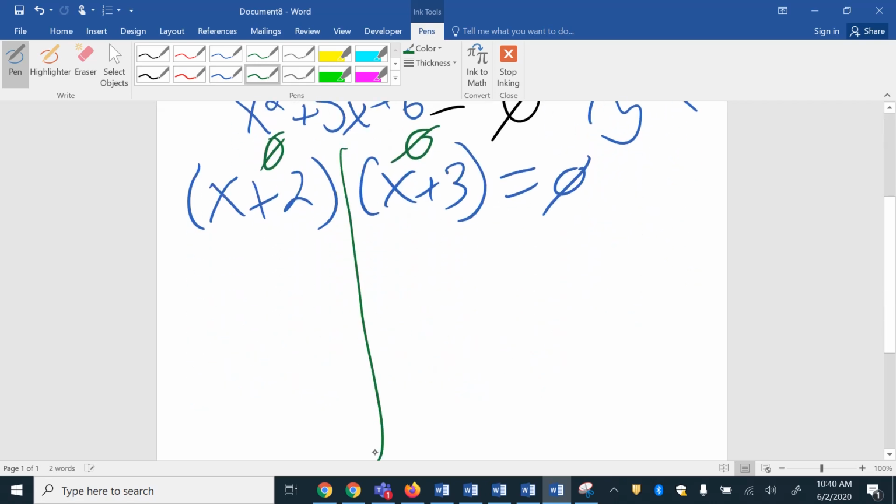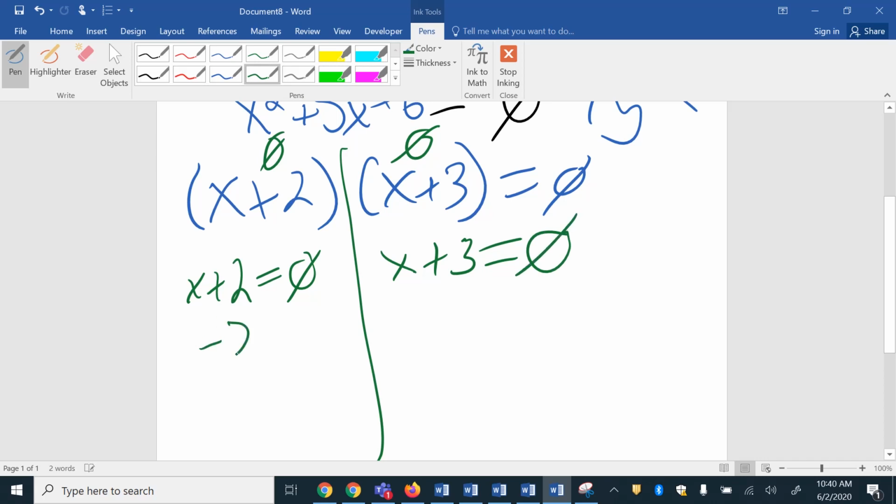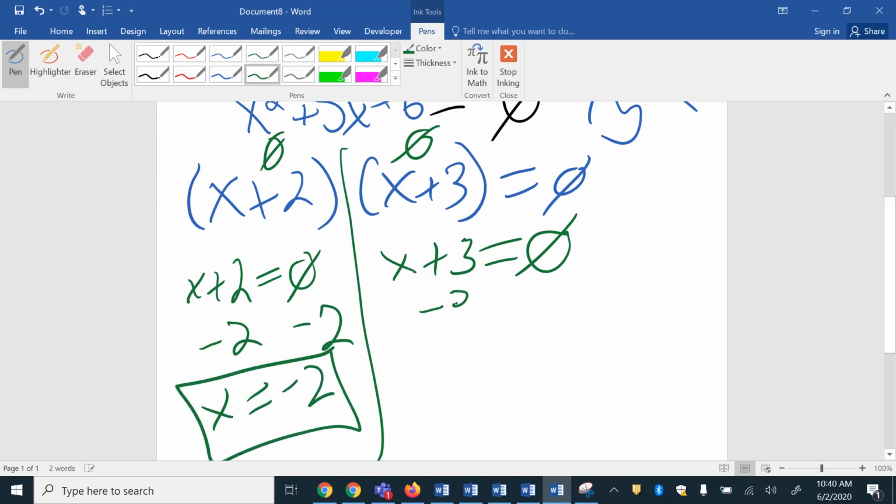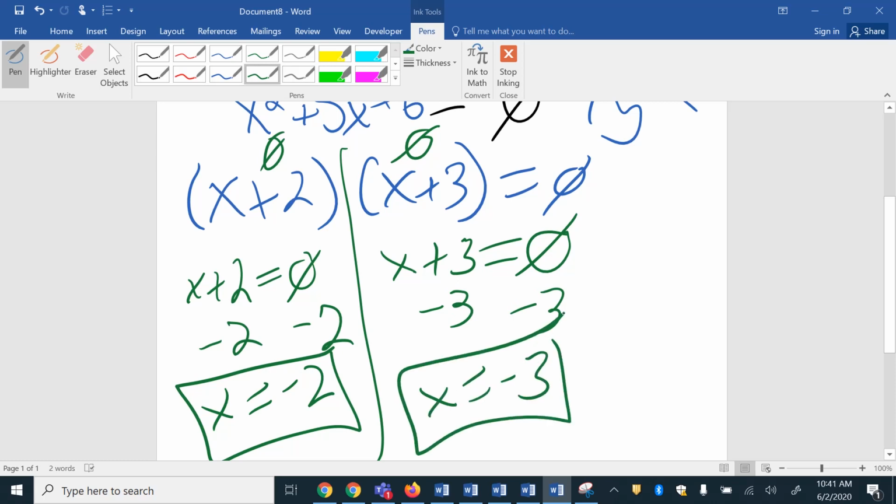So what we're going to do is we're going to say x plus 2 equals 0 and x plus 3 equals 0. And we're going to minus 2 on both sides. And we're going to get x is equal to negative 2. And we're going to minus 3 on both sides. And x is equal to negative 3. Right? So I did that all on paper, right?